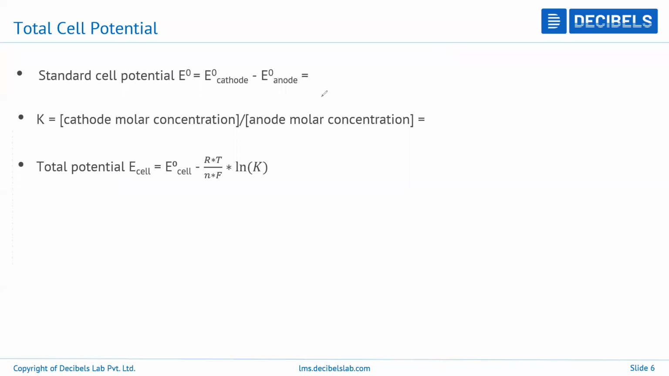So that would be 0.34 minus the anode potential, so that will be around 1.1 volts. Okay, so this is your standard cell potential, but this is not your total cell potential.